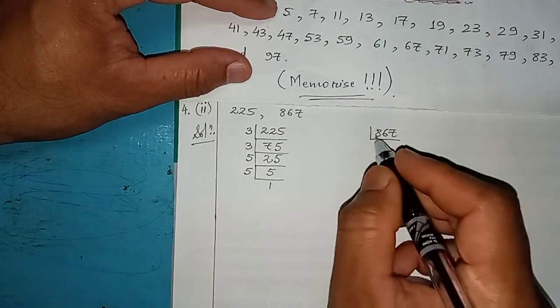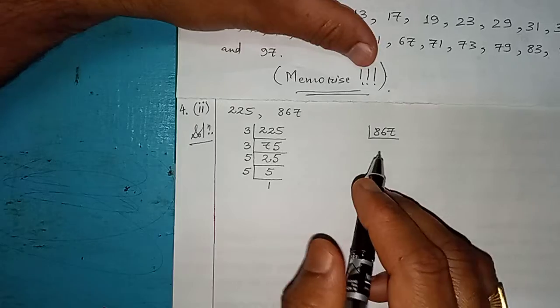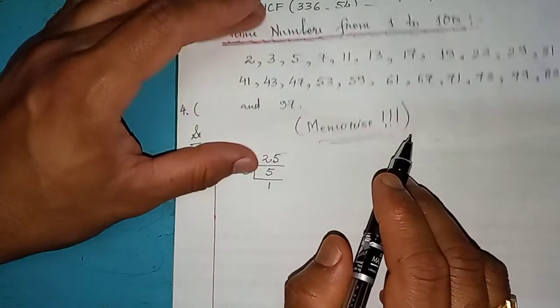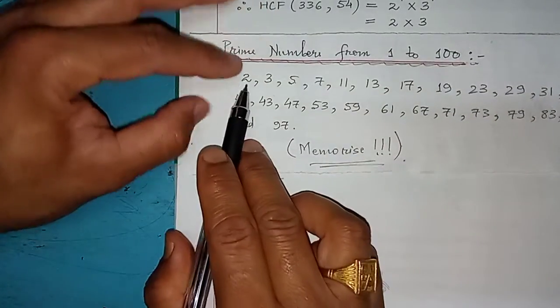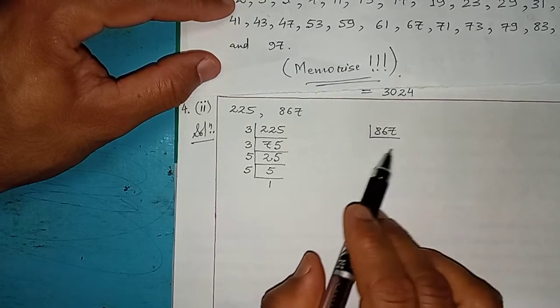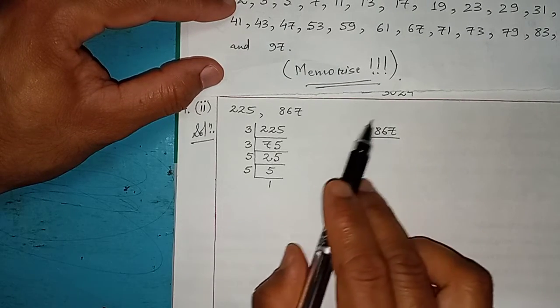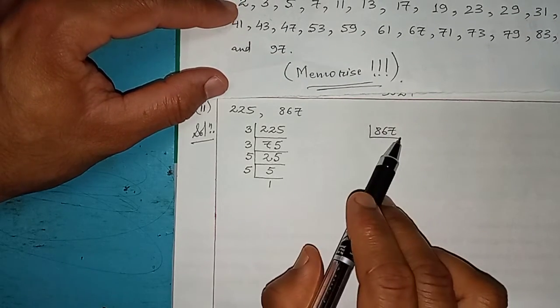Now the same way we'll do it for 867. First of all, again the same thing. To do prime factorization, first we should try by 2. But then check, is this an even number or an odd number? Because an even number you can divide by 2, but an odd number you don't.